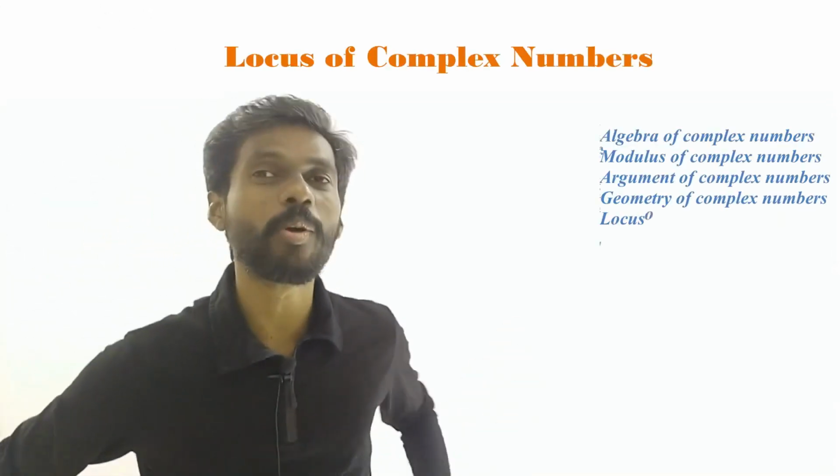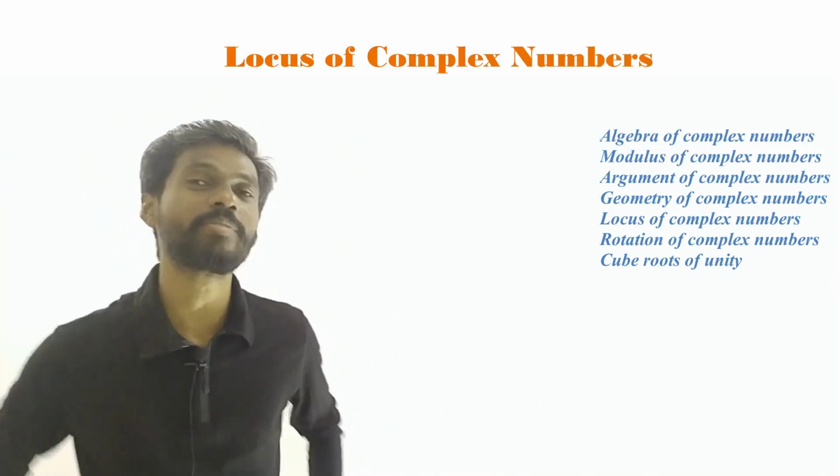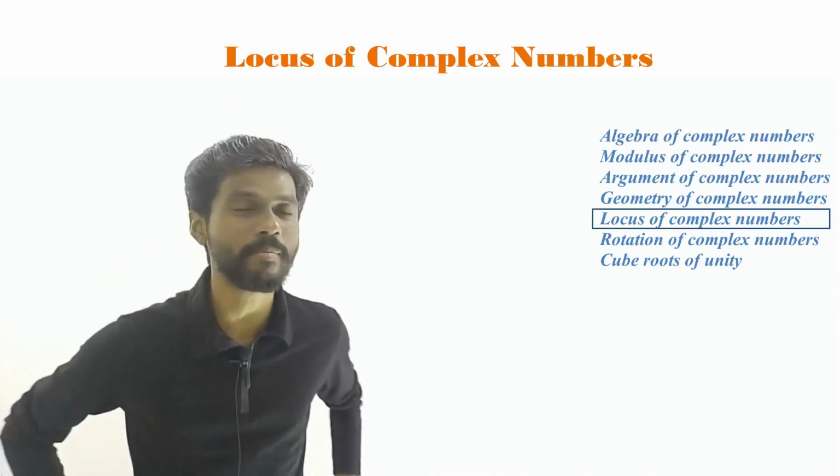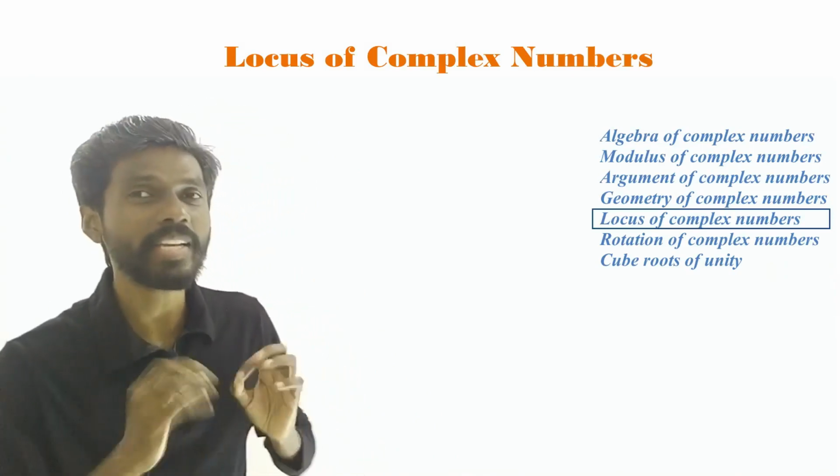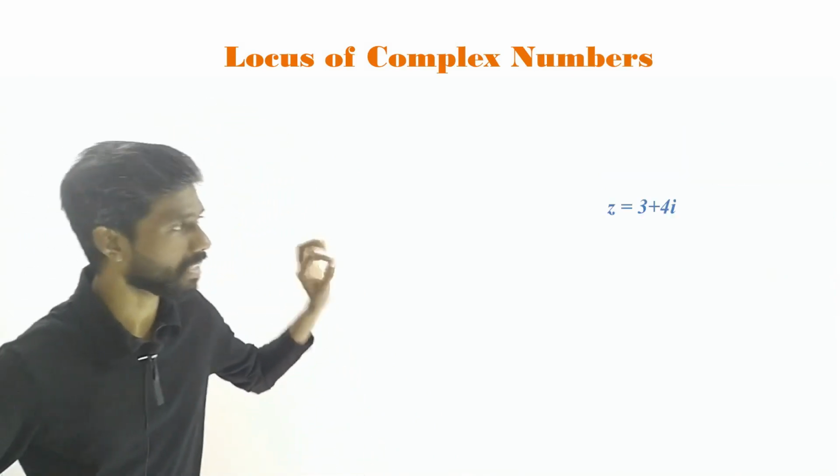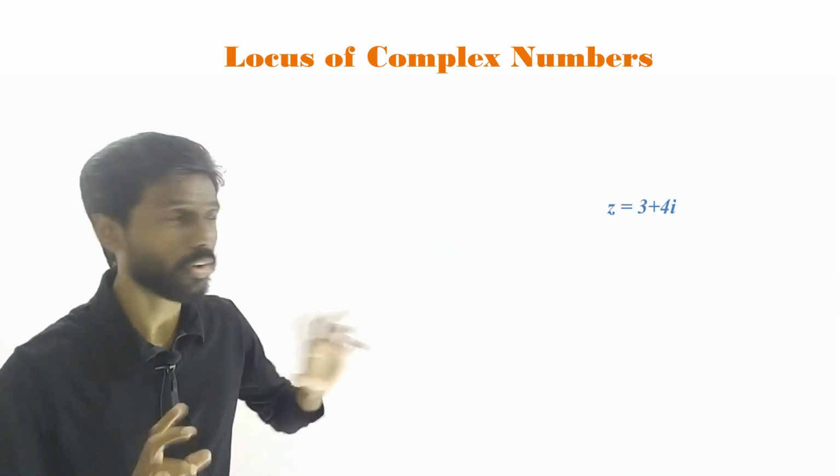As we know, these are the various topics of the chapter complex numbers. Here in this class, we are going to talk about the locus of a complex number. What is locus? See, any complex number, for example, this complex number z equal to 3 plus 4i.